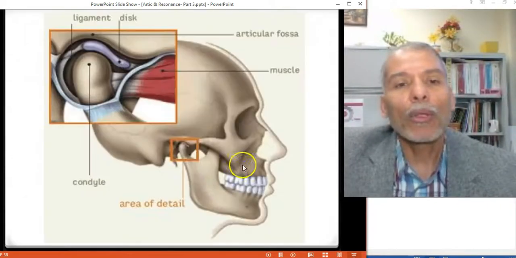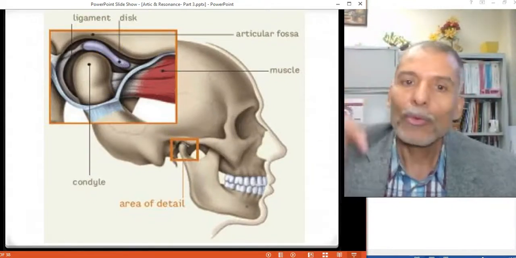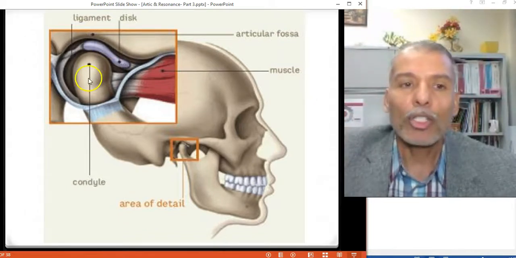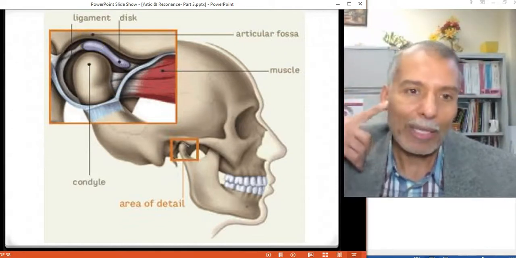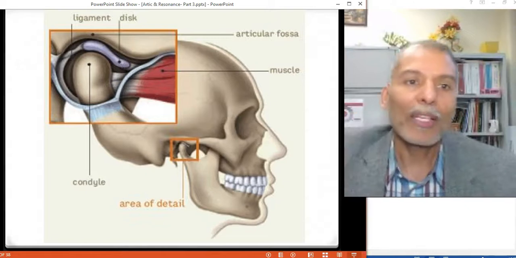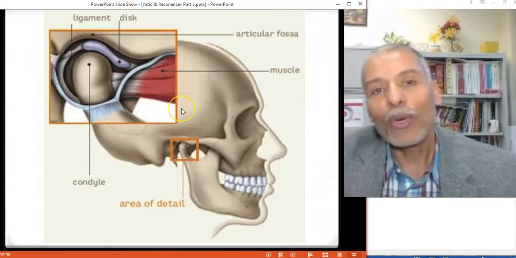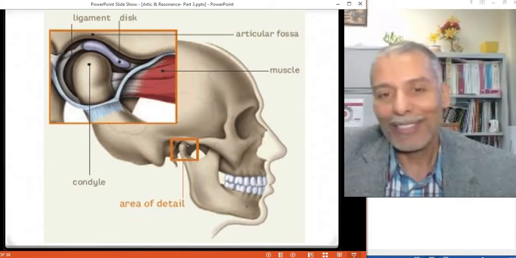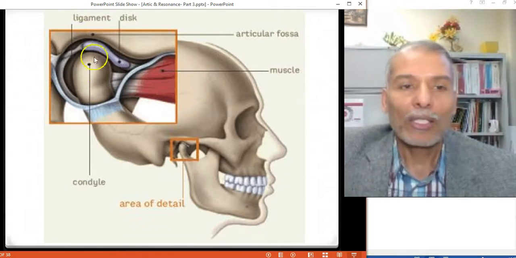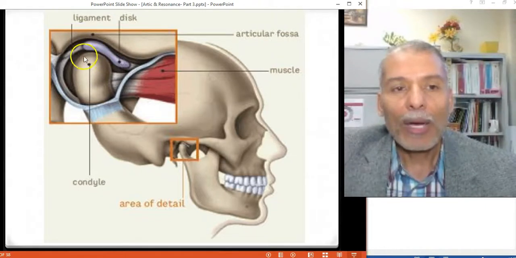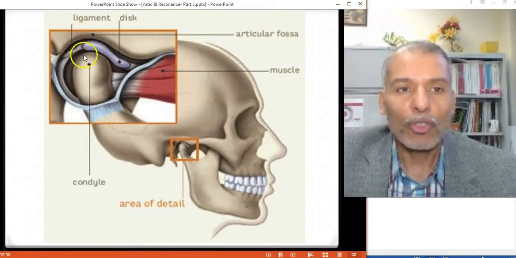The mandible is connected with the skull through the temporomandibular joint. Temporal is from the temporal bone, and mandibular comes from the mandible, and the joint, of course. Many people know this as TMJ. However, whenever you say TMJ, you might just immediately think about the disorder. TMJ disorder is the disorder that involves abnormalities of the temporomandibular joint.